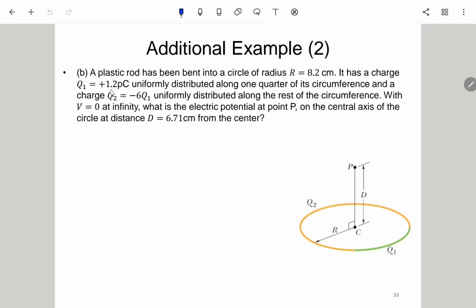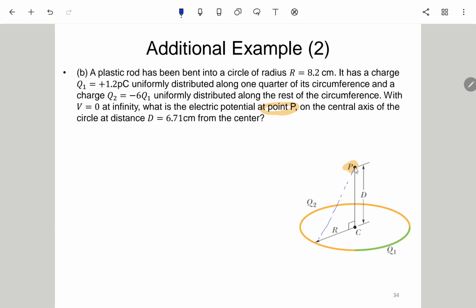Okay, so for question B, the other part is the same. It just asks you what is the potential at point P. All the other things are the same. So what is P? P is actually a line perpendicular to the circle and going through this center point C. So if you consider the distance from this ring to this point P, let's say we connect this line.